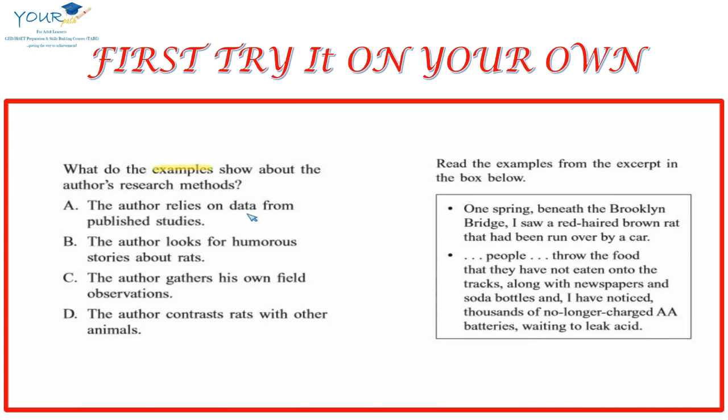So now let's do that. When we look at option A, we have the author relies on data from published studies. So when we come over here to our text to reread it, we're going to skim through the text, and as we skim through the text, we're actually looking for information, some data from published studies.